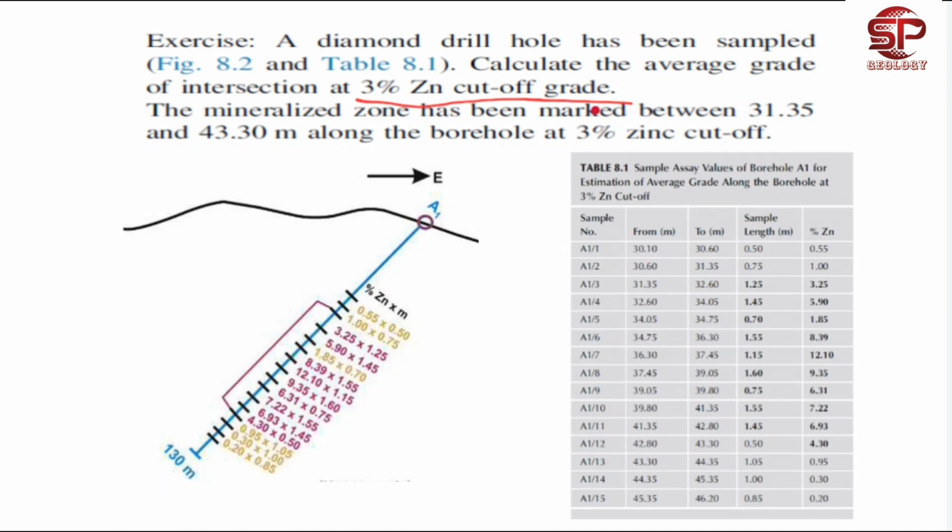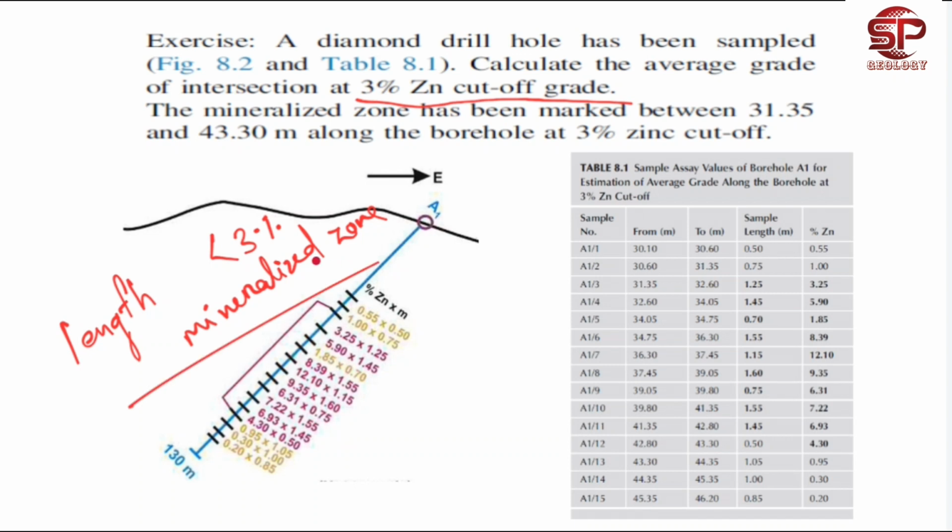What is the simplest process? What you have to do? You have to just eliminate those lengths or those samples which are less than 3% in the mineralized zone. In the mineralized zone, we have to just eliminate that part, and you have to calculate. Okay, so you have to just eliminate this thing.